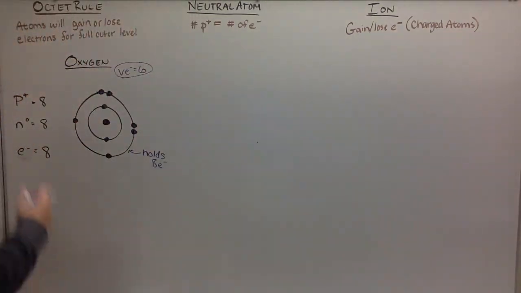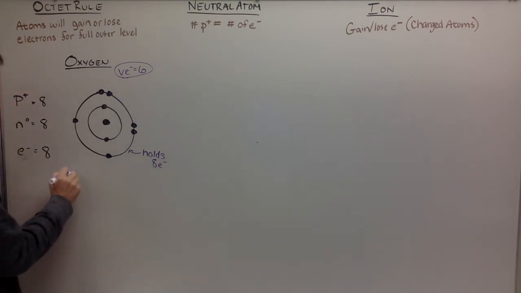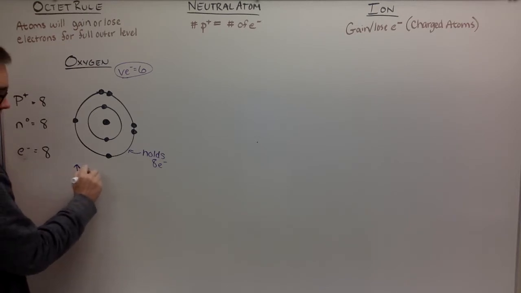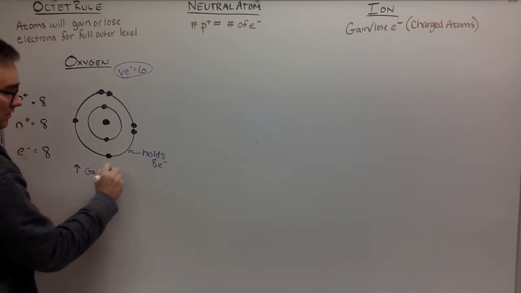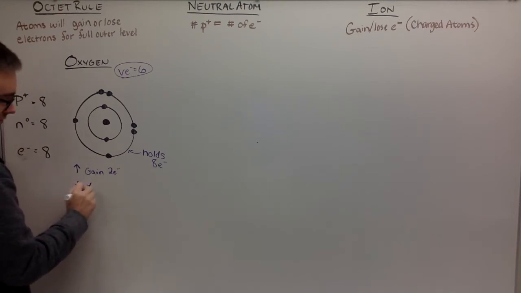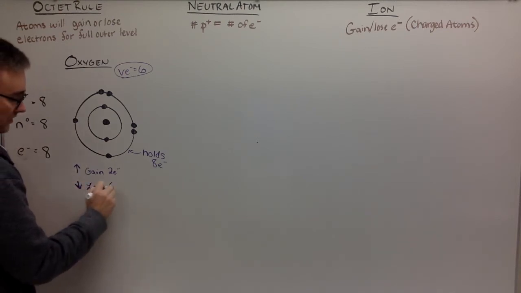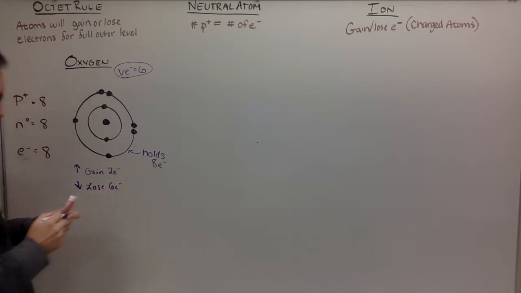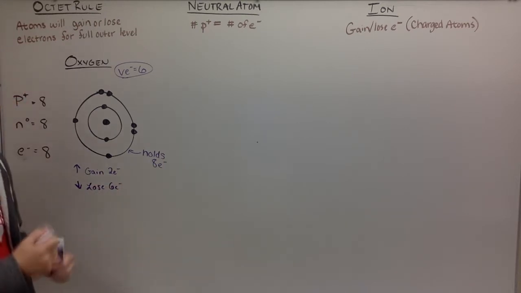All right? And so, I always like to think of my 2 options here. It's either going to go up and gain 2 electrons, or it could go down an energy level and lose 6 electrons to go down to the previous energy level. Those are my 2 options.